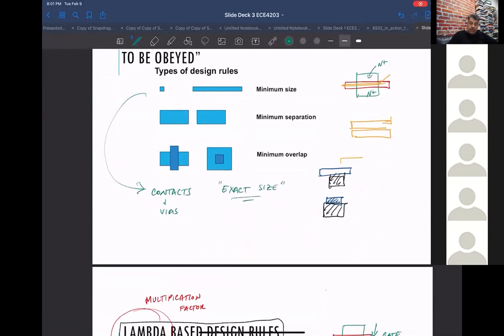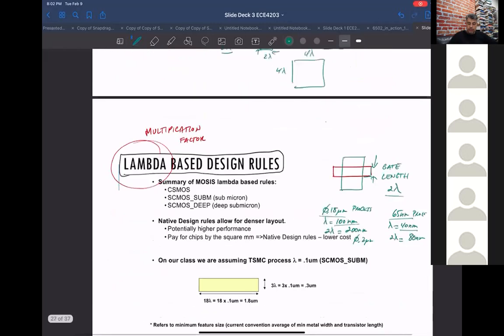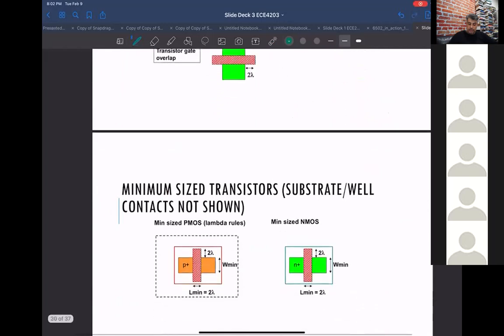Okay, so if a contact is 2 lambda, that is the size of a contact, it means that it has to be 2 lambda by 2 lambda. You can't draw a 4 lambda by 4 lambda contact. It has to be the exact size. There's no minimum, there's no maximum, it's got to be exactly what they're telling you. So contacts and vias are exact rules. Okay, so that's the definition.